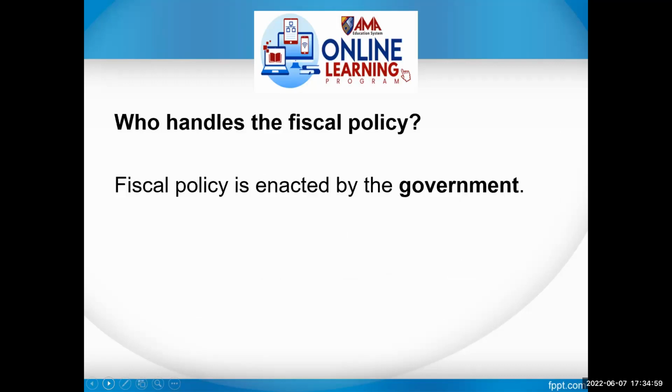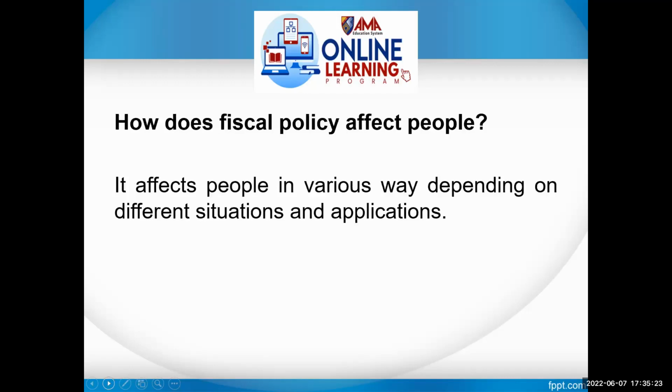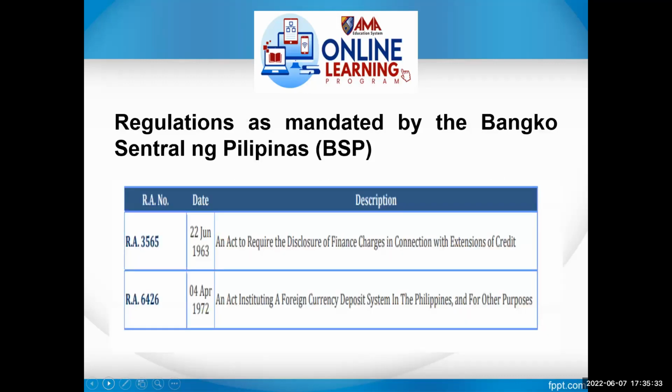So who handles the fiscal policy? Fiscal policy is enacted by the government. So again, I would like to reiterate that the difference between monetary policy and fiscal policy is the one who facilitates or implements. This time, fiscal policy is enacted by the government. How does fiscal policy affect people? It affects people in various ways depending on different situations and applications.